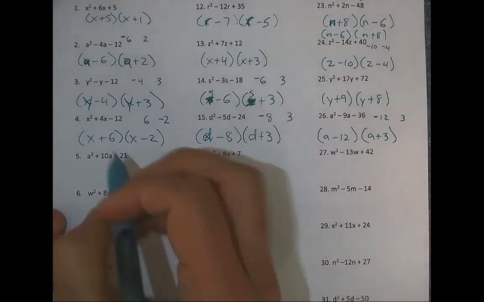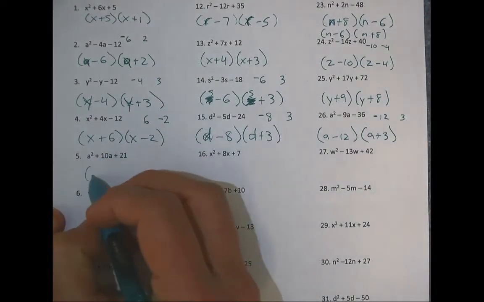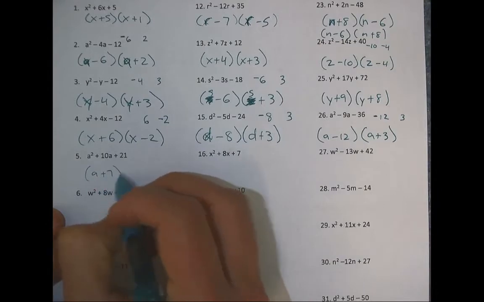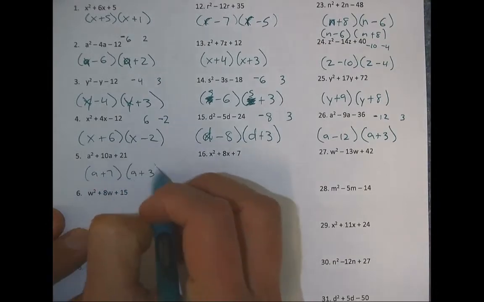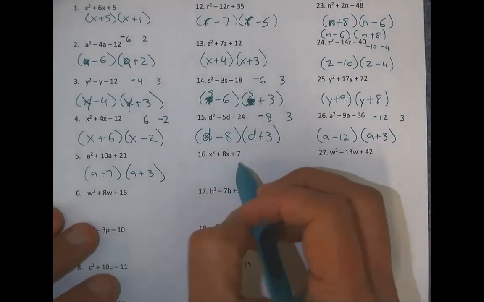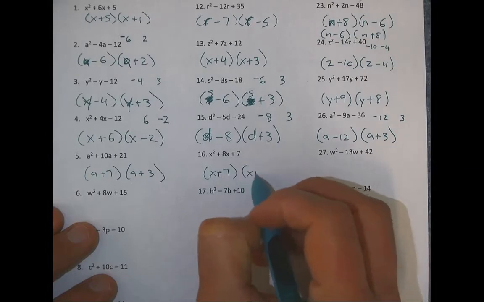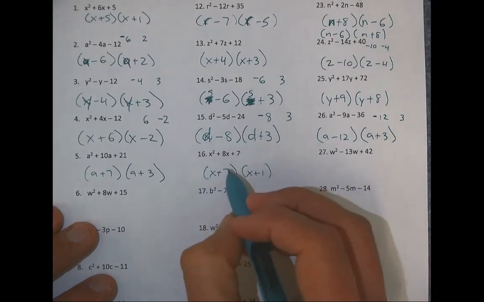Okay, number 5. 21 is 7 and 3, and 10 I can make with a 7 and a 3. That one's easy. The all positive ones tend to be easier. Products of 7 is just 7 and 1, and they're going to add up to 8. So x plus 7, x plus 1. Multiply to 7, add up to 8.